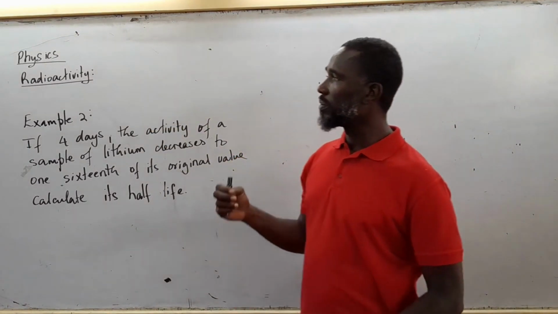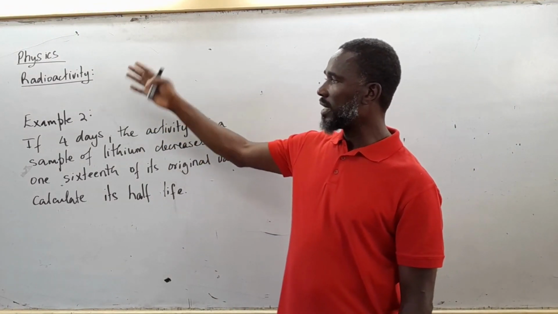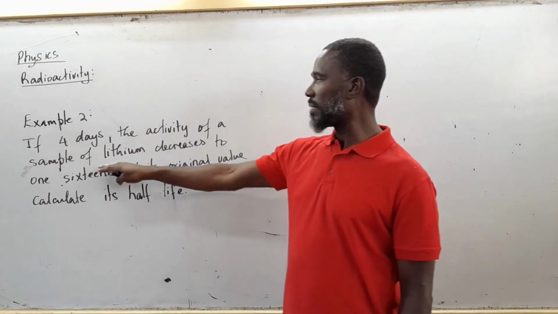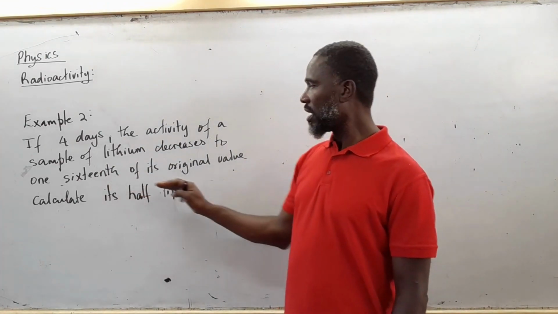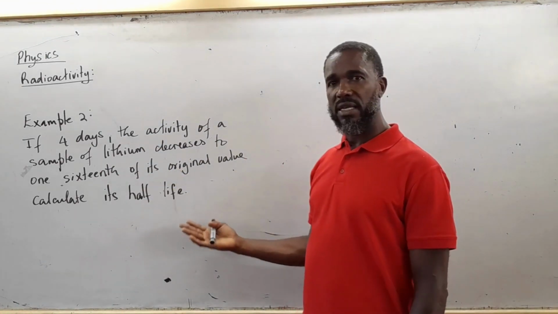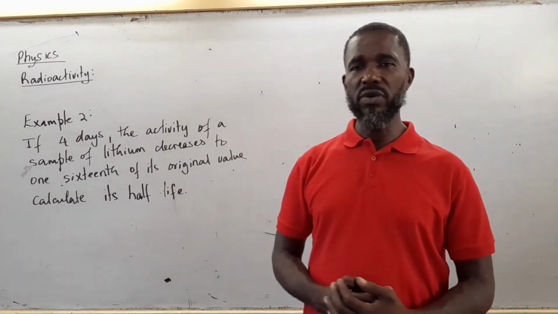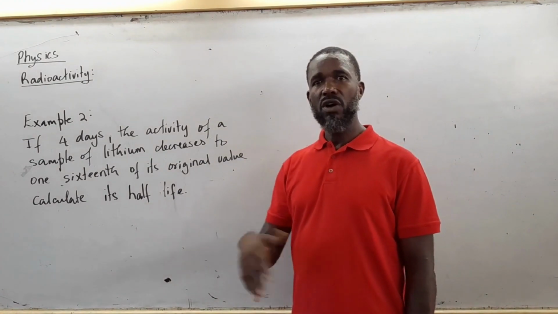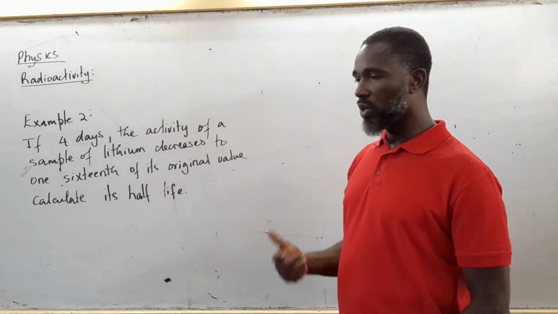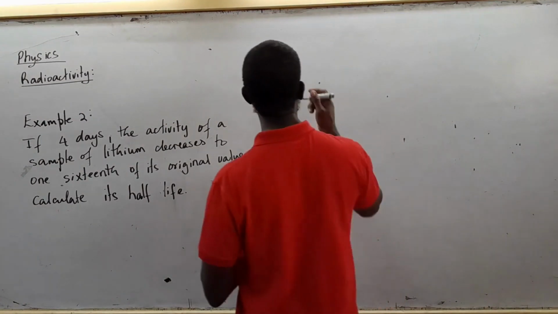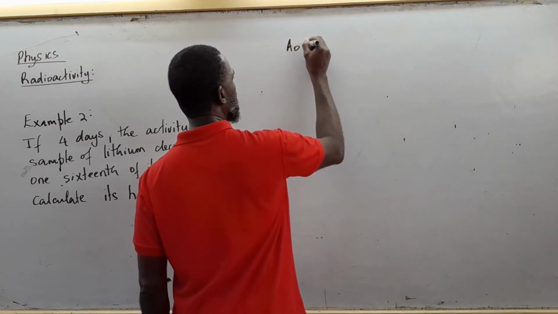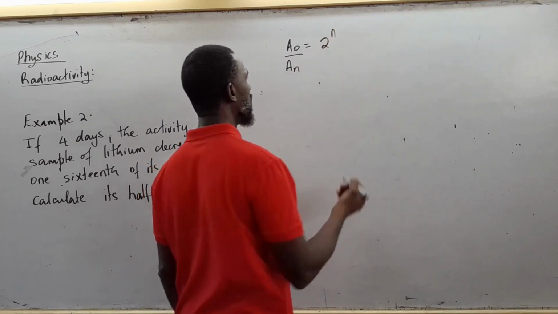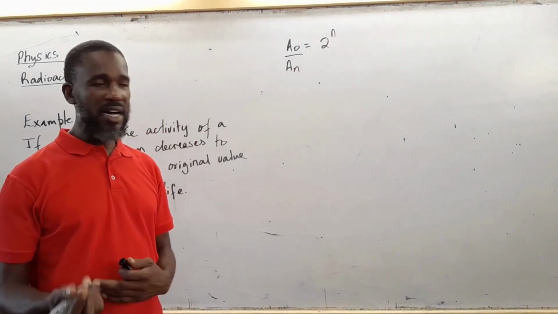So here we are still looking at radioactivity, and we are going to be looking at this question. It says that in 4 days the activity of a sample of lithium decreases to 1/16 of its original value. Calculate its half-life. And remember what we said the half-life was? The half-life was the time taken for a radioactive material to decay to half its original value. So given that, we're going to use the formula that we looked at earlier, where A0 divided by An is equal to 2 to the power n, where n represents the number of half-lives.